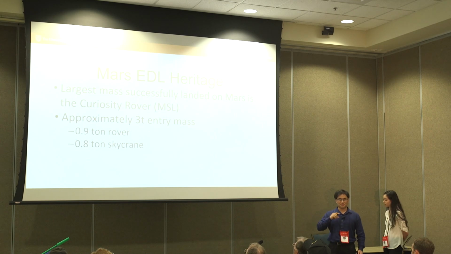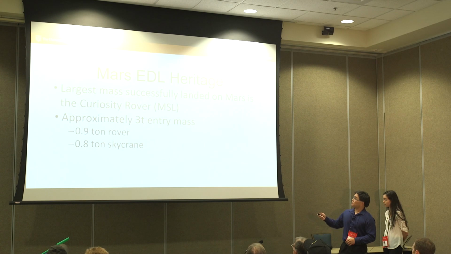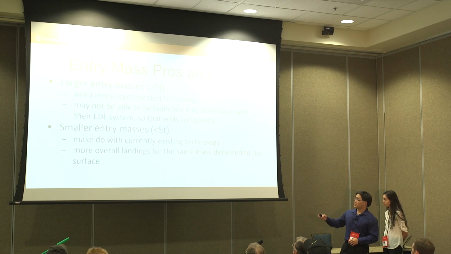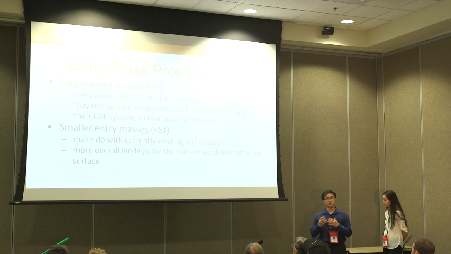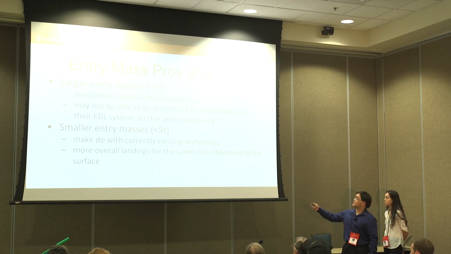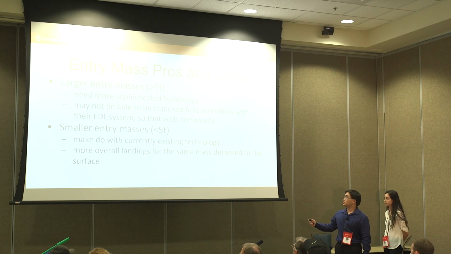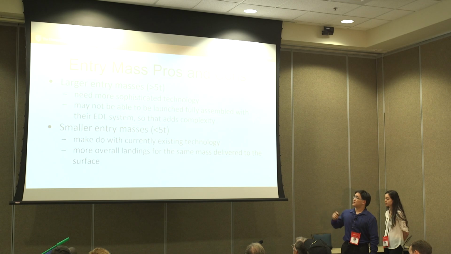And SpaceX wants to land 330 tons, and NASA wants to project 20 to 70. So that's a huge jump, a huge order of magnitude difference. As we started our project, we looked at how we wanted to approach our mission architecture, with larger entry packages or smaller entry packages. What we defined as larger was greater than 5 tons of entry mass, and smaller entry masses would be less than 5 tons.